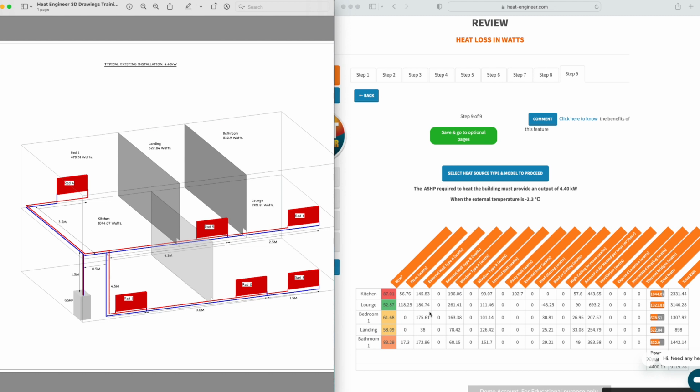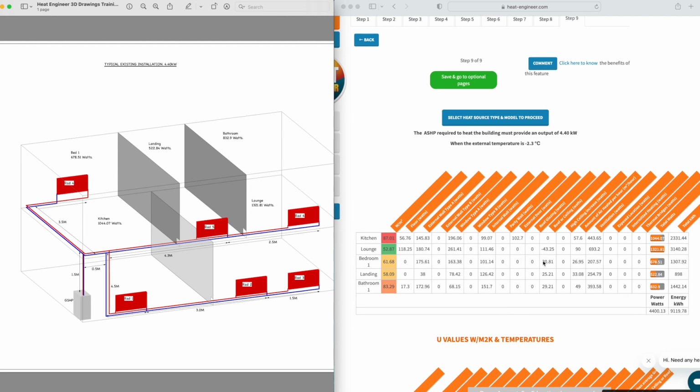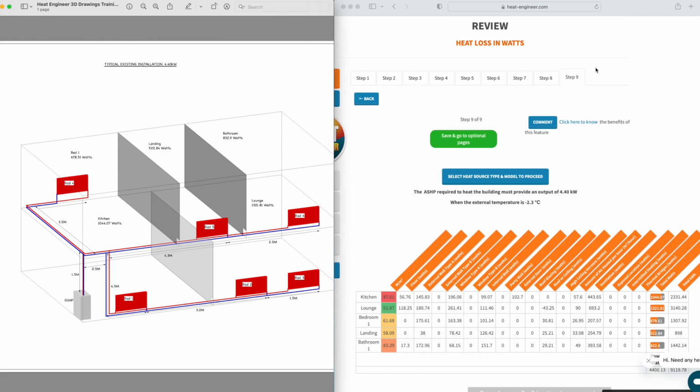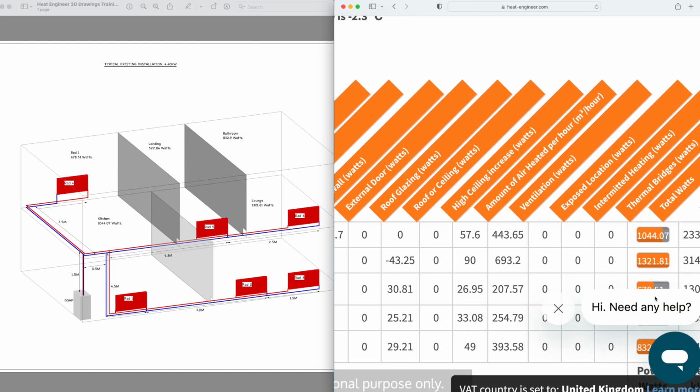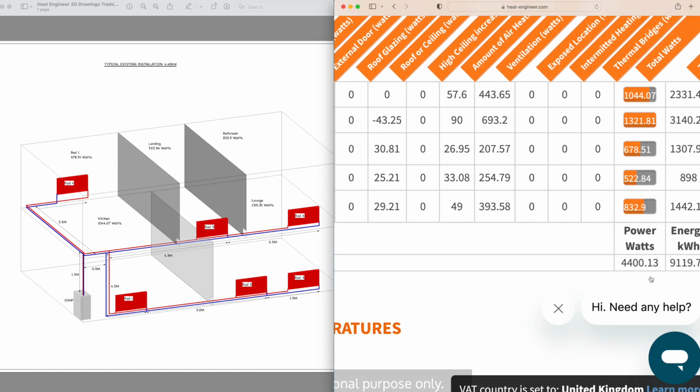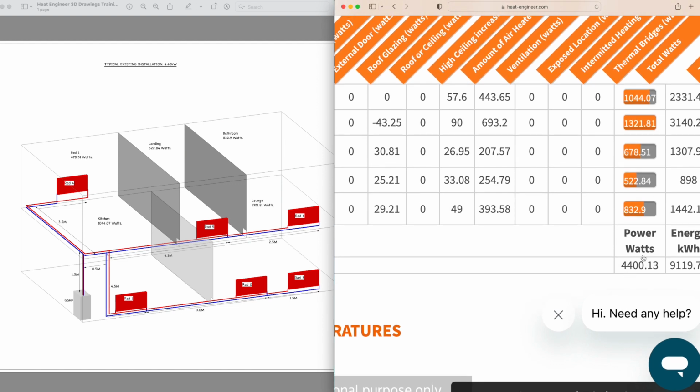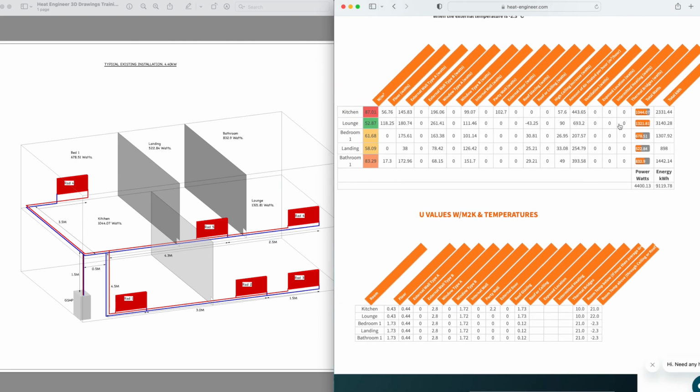But anyway, moving on. You can see over here we've done our room by room heat loss calculation. We're at step 9. We've got 4.4 kilowatts, and as most of you know, that is your total watts required in there. There's your 4.4 kilowatts in total, or 4,400 watts, and then for each room there's your bits and pieces, so that's put up there.